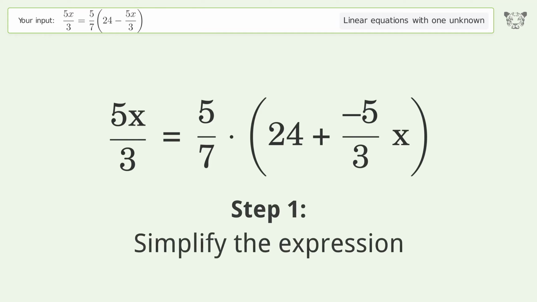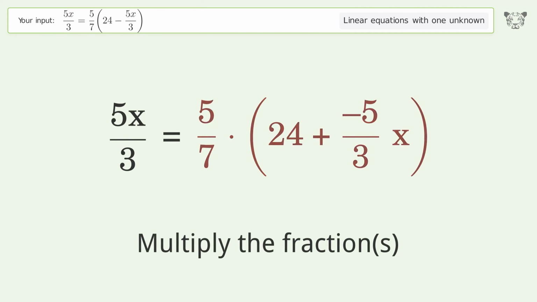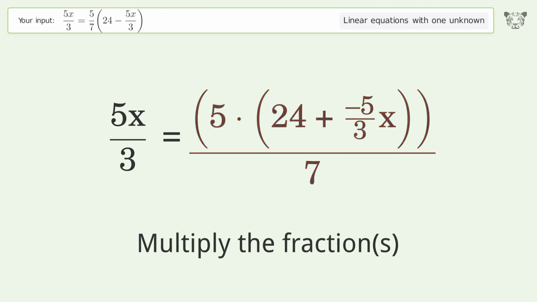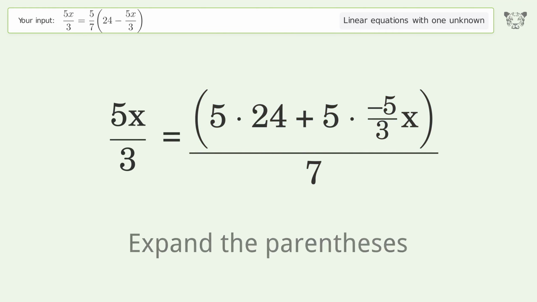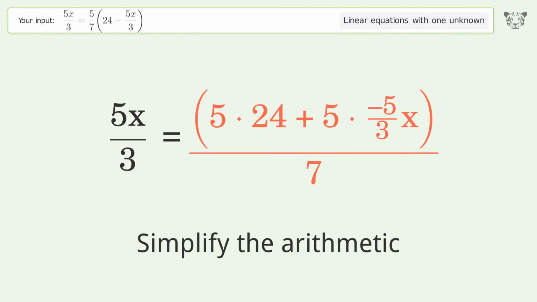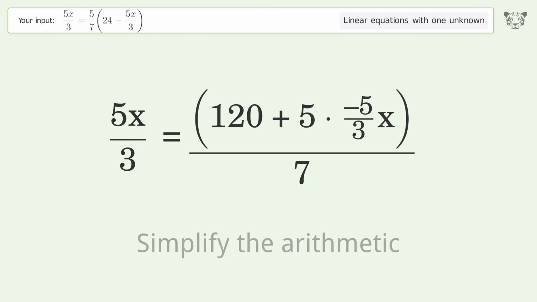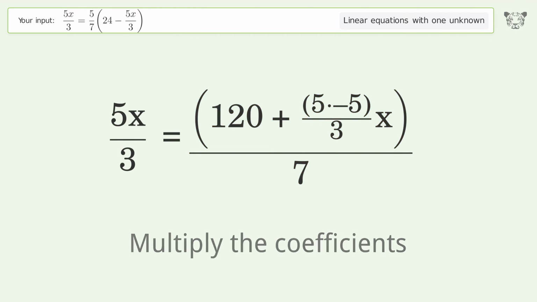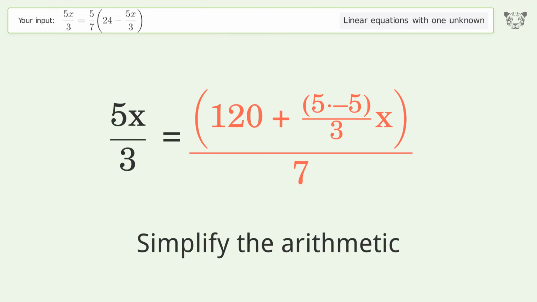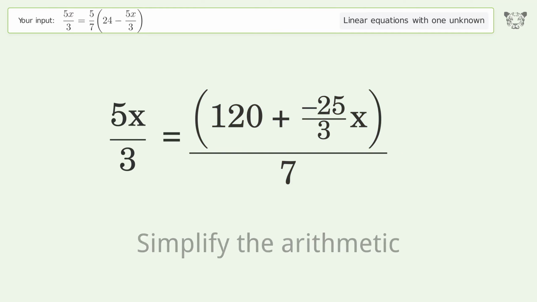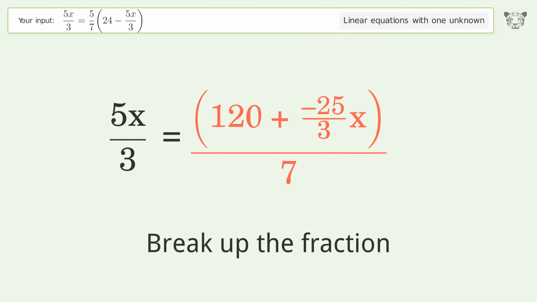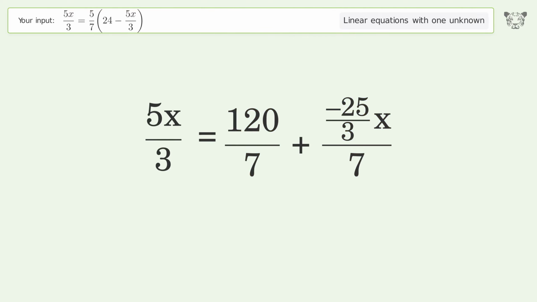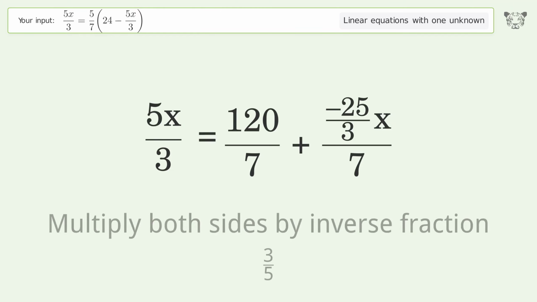Simplify the expression. Multiply the fractions. Expand the parentheses. Simplify the arithmetic. Multiply the coefficients. Simplify the arithmetic. Break up the fraction. Isolate the x. Multiply both sides by inverse fraction 3/5.